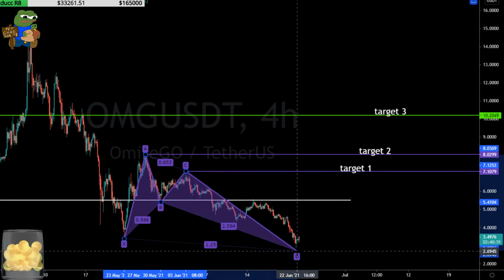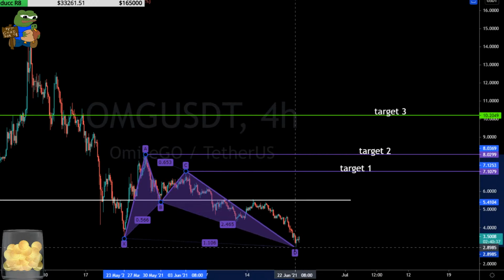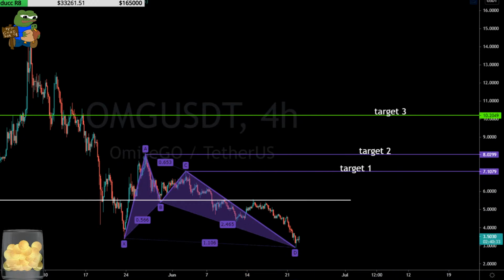OMG, same thing. You kind of painted more of a butterfly than a bat at this point. Targets remain the same for this structure. Nothing really changed other than you got a slightly lower low, but you're rallying. You're up 5.5% on the day, and your targets, if this was a butterfly as it is now painted, would still remain at $7 and $8. If you can break above those, right?